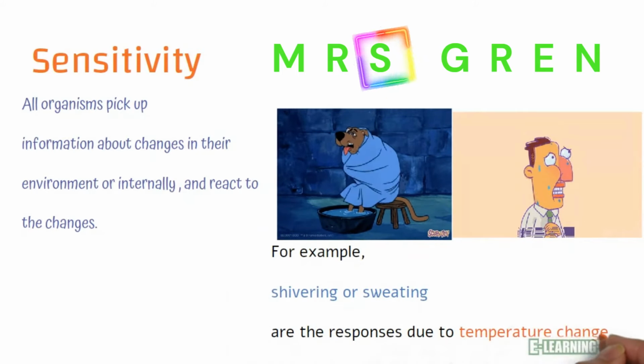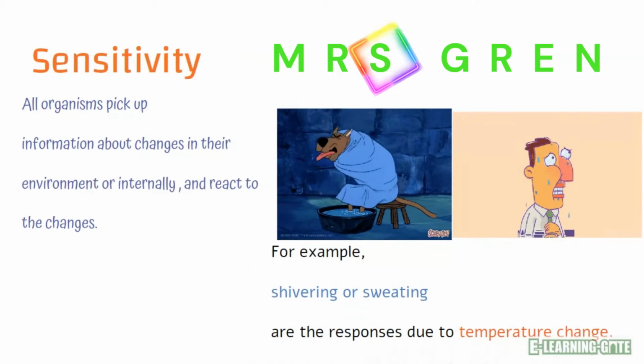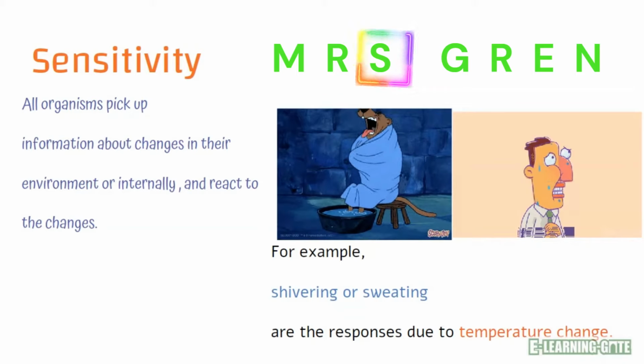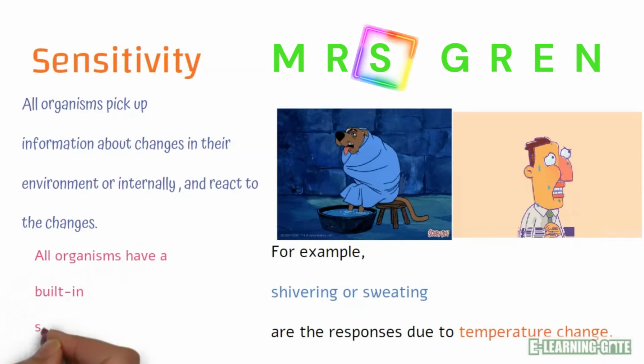All living organisms possess inherent regulatory systems to manage and control their responses to environmental changes. In other words, all organisms have a built-in system to control these changes.